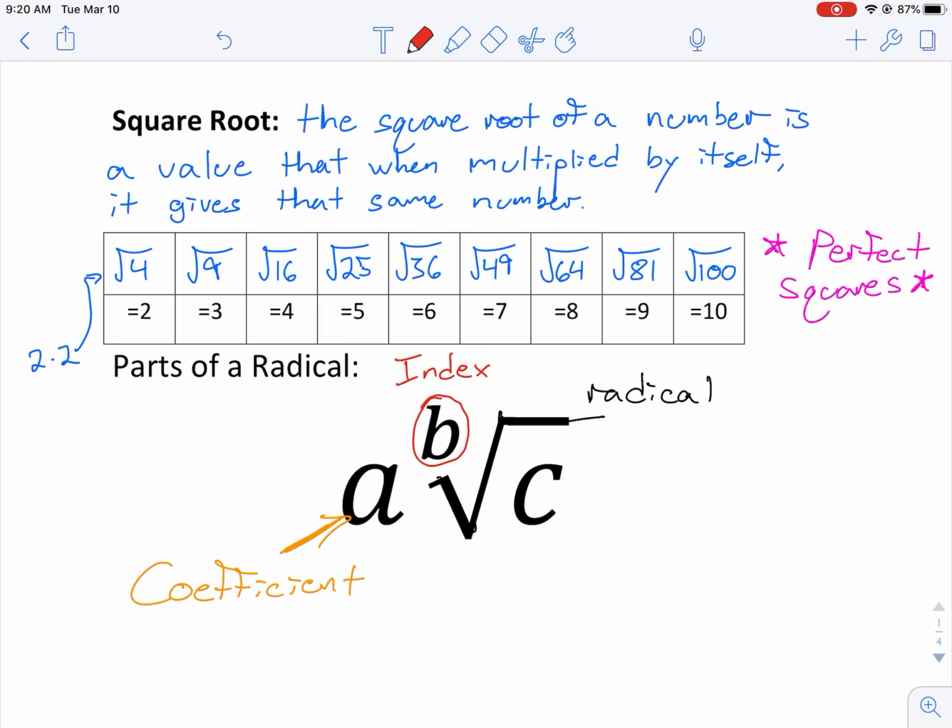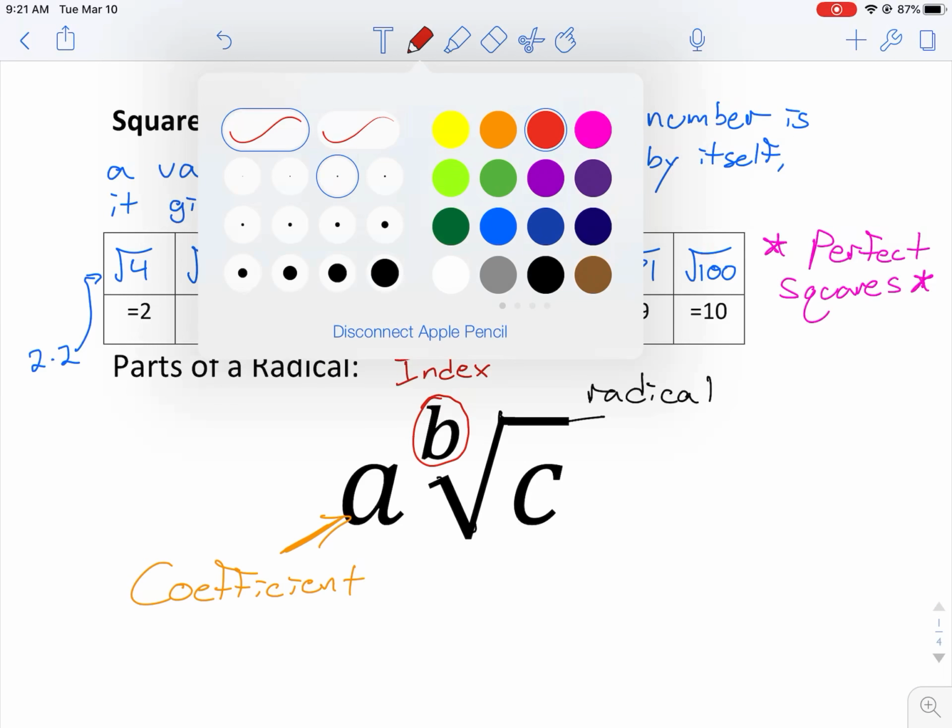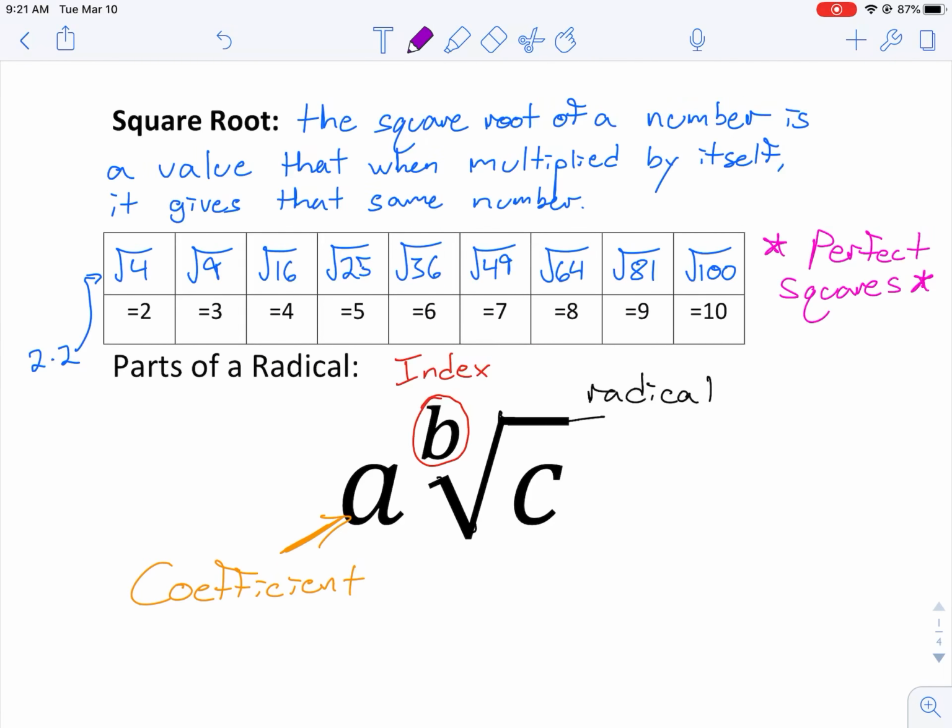The index tells you how many times you are rooting something. So with a square root, you're rooting something twice. A cube root, you are rooting something 3 times. Again, we'll cover that in later classes. And then this number inside of your radical, that's called the radicand. So that is the radicand if it's inside the radical.